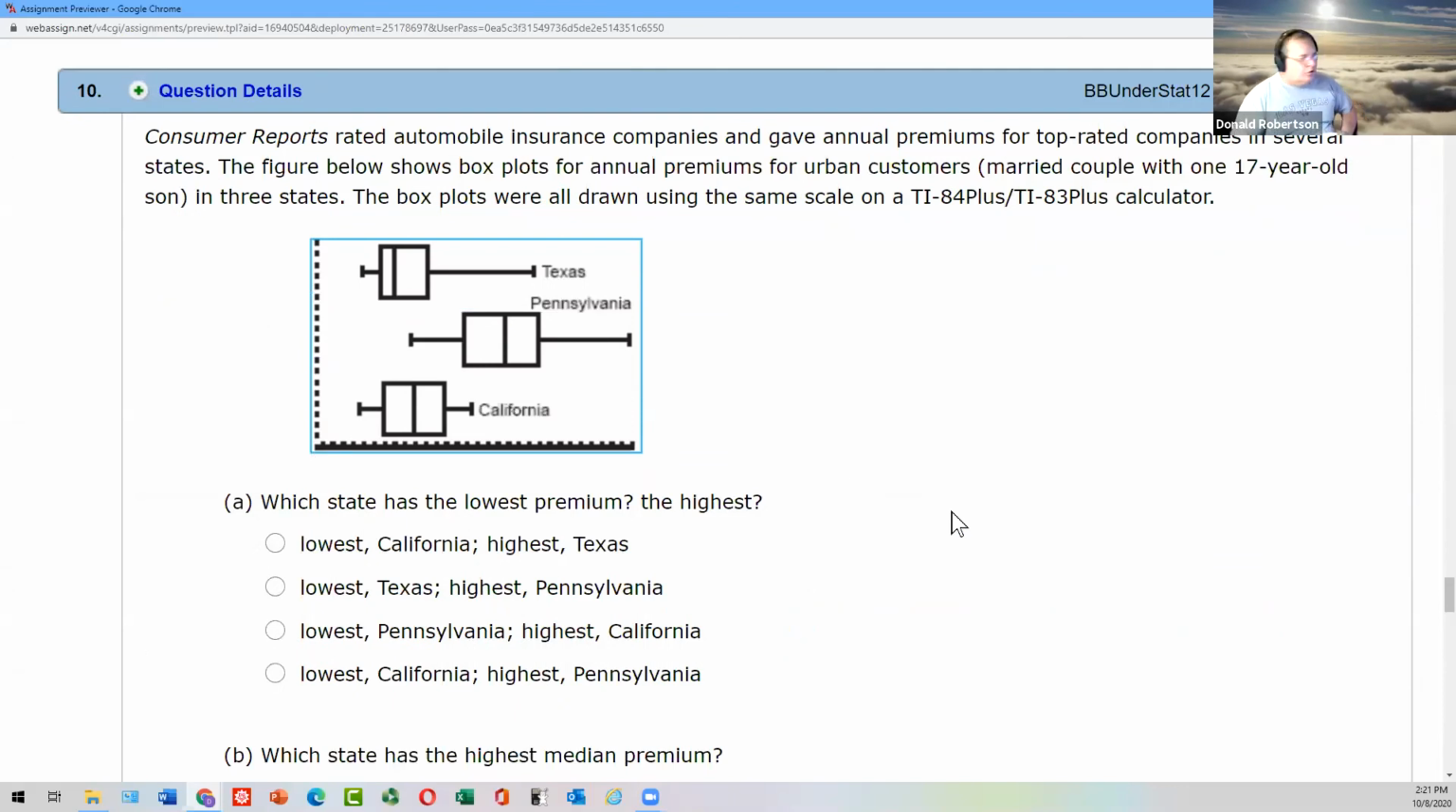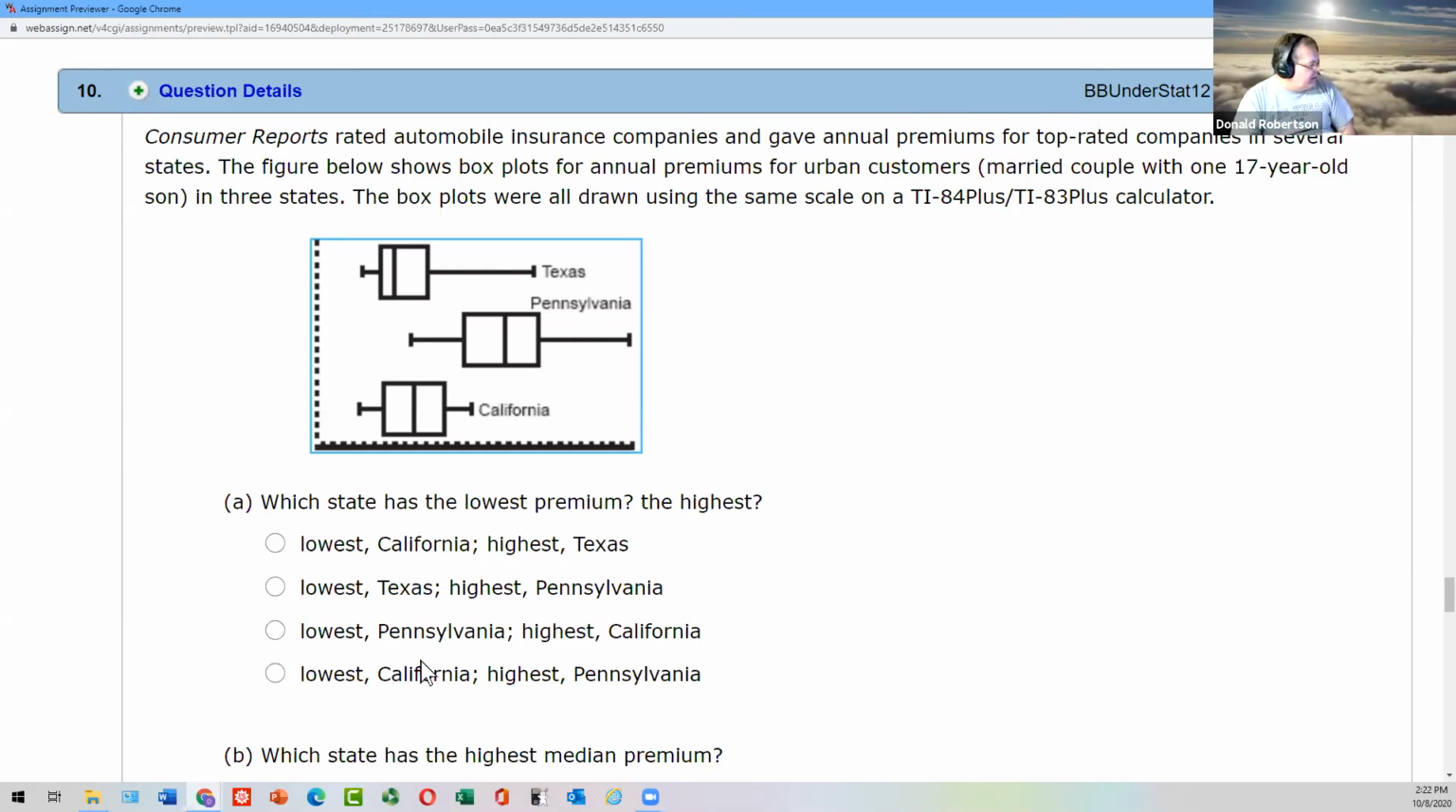Okay, let's look at this question where they've already created a little box plot, 3 of them. This is Consumer Reports rating automobile insurance companies and giving annual premiums for top rated companies in several states. The figure below shows box plots for the annual premiums for urban customers, a married couple with one 17-year-old son, in the 3 states. So I'm assuming what they're talking about is how much you pay a year for insurance in these equal situations. So it starts off with which state has the lowest premium.